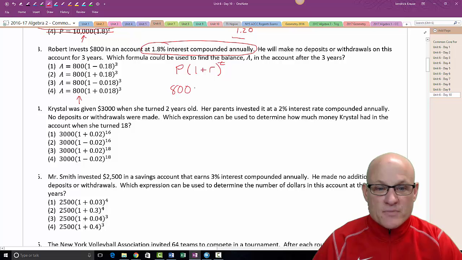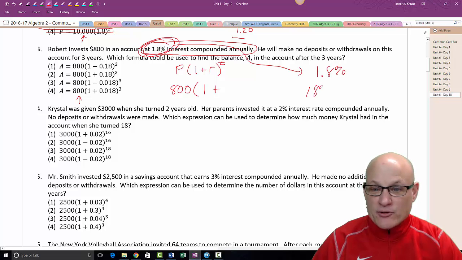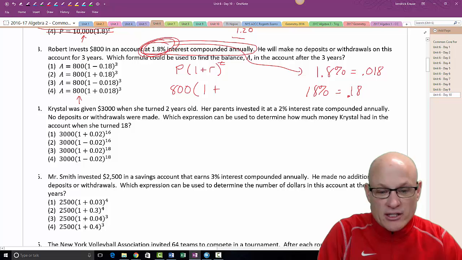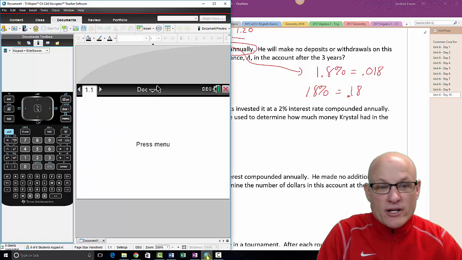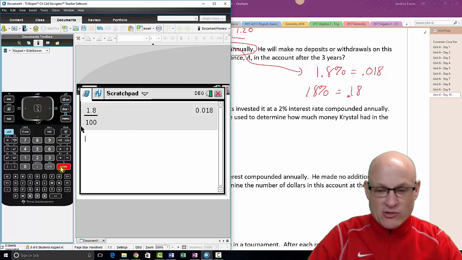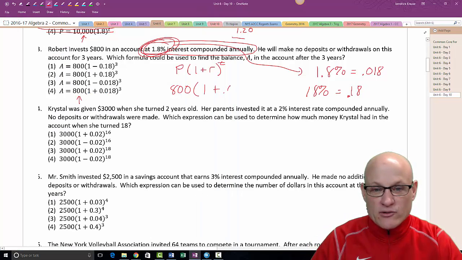So 800, 1 plus. Now, here's the tricky part, kids. 1.8%. 18% is equal to 0.18. So 1.8% is equal to 0.018. Now, come test day, if you're struggling with this, grab your calculator and say, okay, I want to know what 1.8% is. You take 1.8 and you divide by 100. And they said, okay, I'm going to use 0.018, because that's some of the tricky part.